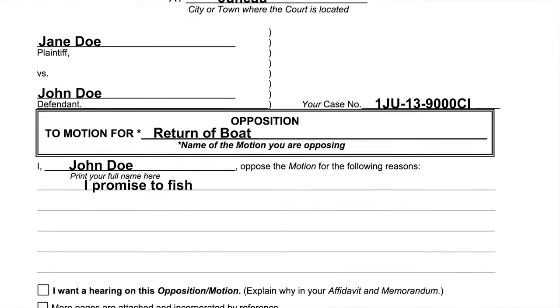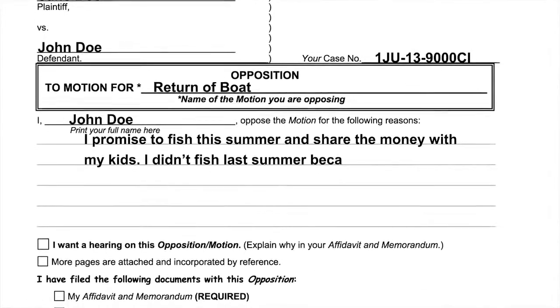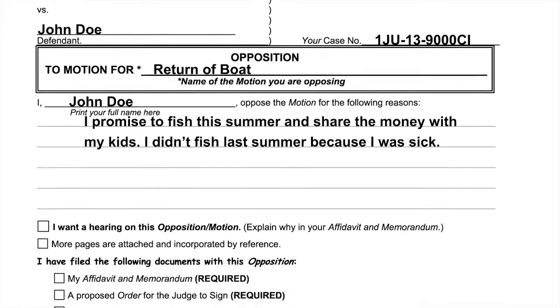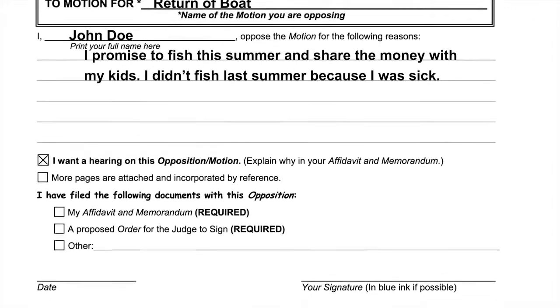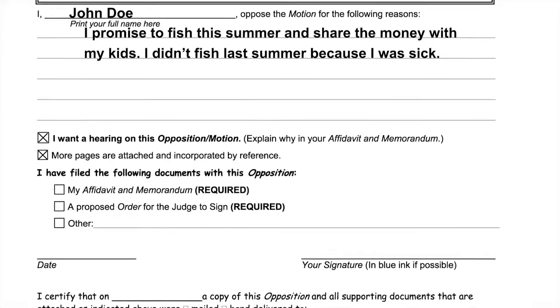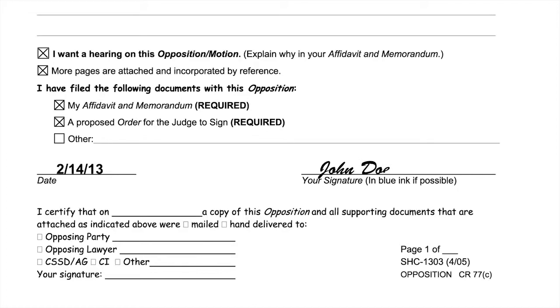Again, enter your name. In this space, you will explain in a sentence or 2 your position on the other side's motion, whether you oppose or disagree with it, or if you agree with any parts of it. Check this space if you want a hearing on this motion. That is, if you want to appear in court in front of the judge to explain your opposition to the motion. Check this space if you're including additional pages with the opposition. These boxes are reminders of the other 2 forms that you're required to file with this opposition. Here you sign and date the form when you complete it.